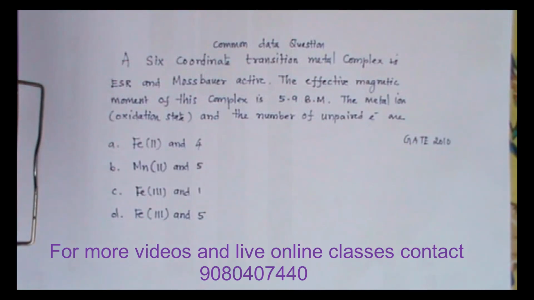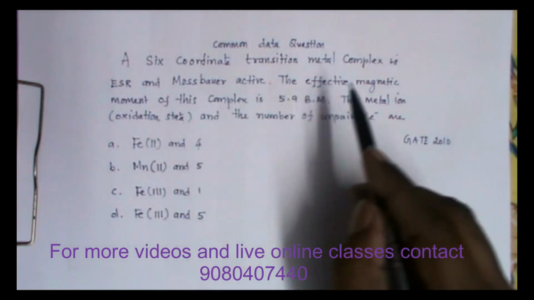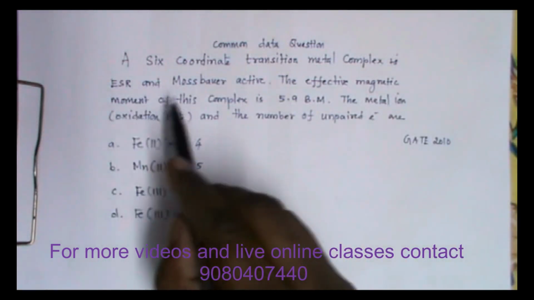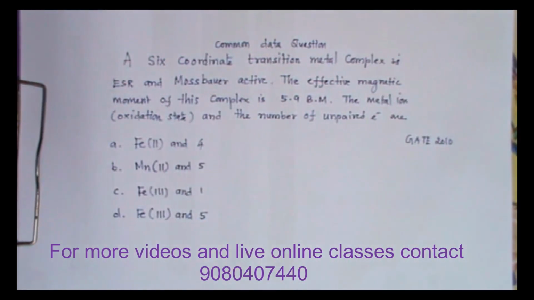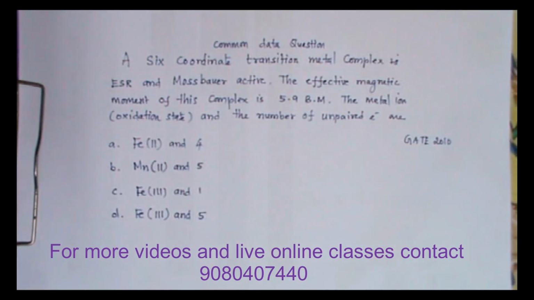In this video, we are going to solve a very simple problem based on magnetic moment. This was asked in the GATE exam 2010. A 6-coordinate transition metal complex is ESR and MASS Bioreactive. The effective magnetic moment of this complex is 5.9 Bohr magneton. The metal ion with its oxidation state and the number of unpaired electrons are.